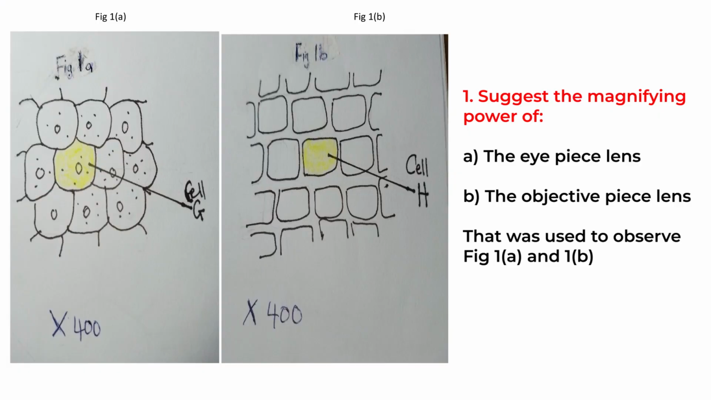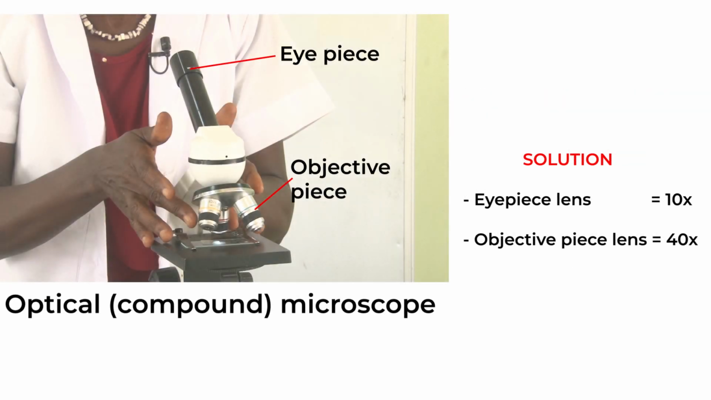Now, question I. Suggest the magnifying power of A, the eyepiece lens, and B, the objective lens, that was used to observe specimen Fig 1A and Fig 1B. These are the questions. Now the answers. The eyepiece lens is 10 times. The objective lens is 40 times. The microscope that was used to observe these two was the optical microscope.